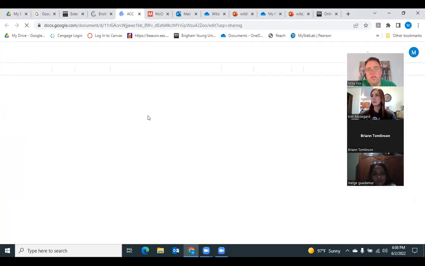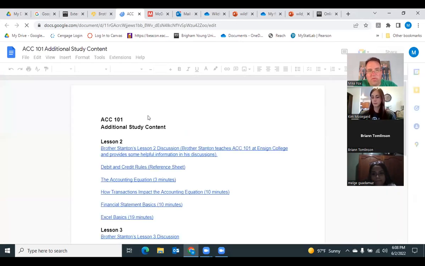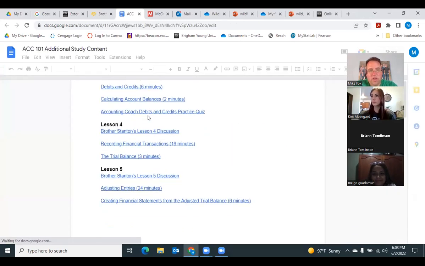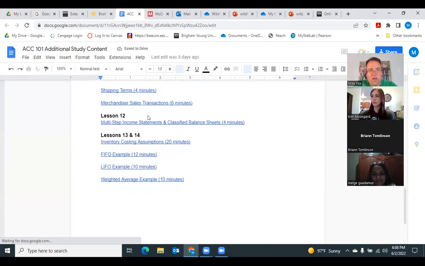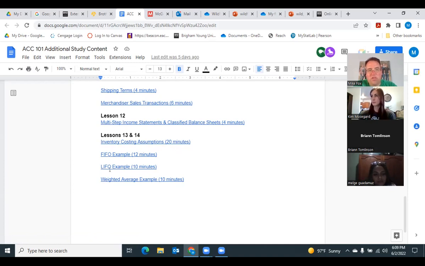All it is, because I'm lazy and I'm not going to keep a website, is a Google Doc, and then I link stuff. There's an inventory costing assumptions document, which goes over all of them. And then a first in, first out example, a last in, first out example, and a weighted average example that may be helpful to check out.